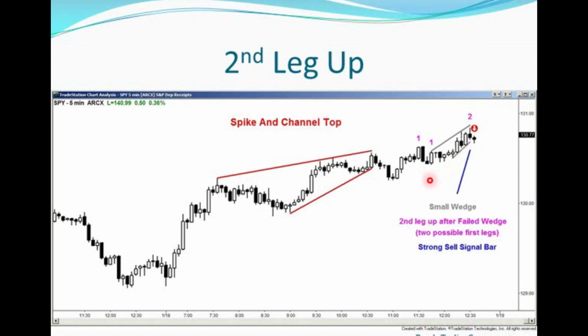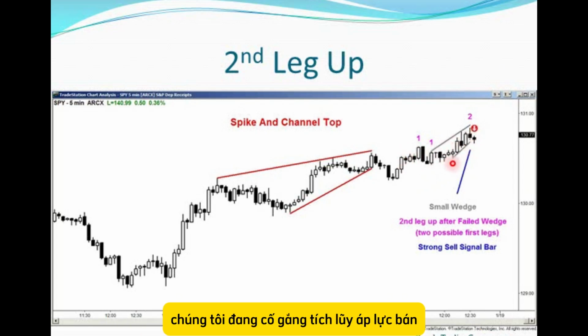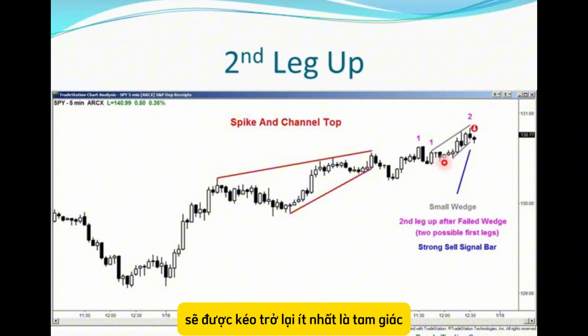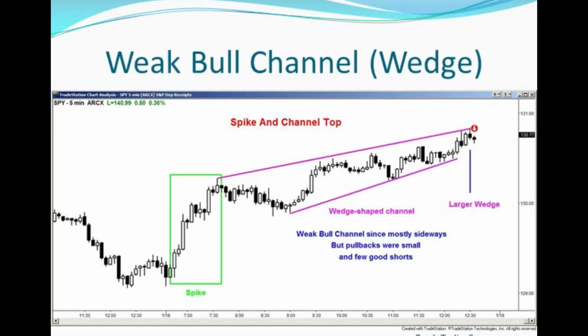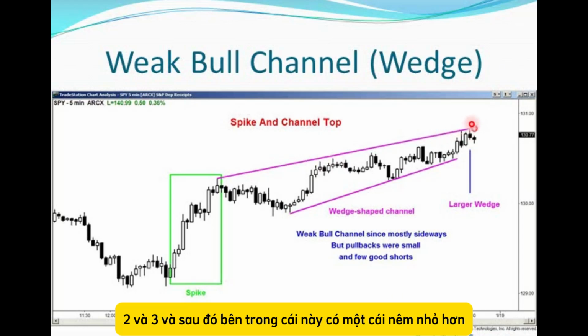Okay, so I think this is a pretty reliable sell signal. We're starting to accumulate selling pressure. The triangle, tight trading range, is a magnet. I think the odds are we'll get pulled back at least to the triangle. And we have a decent signal bar. Okay, you can redraw the wedge and say that this is a larger wedge. Spike, 3 pushes, 1, 2, and 3. And then within this, there's a smaller wedge.